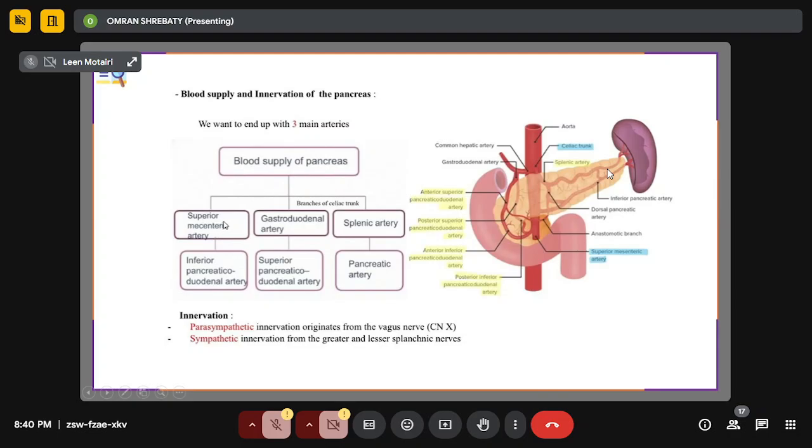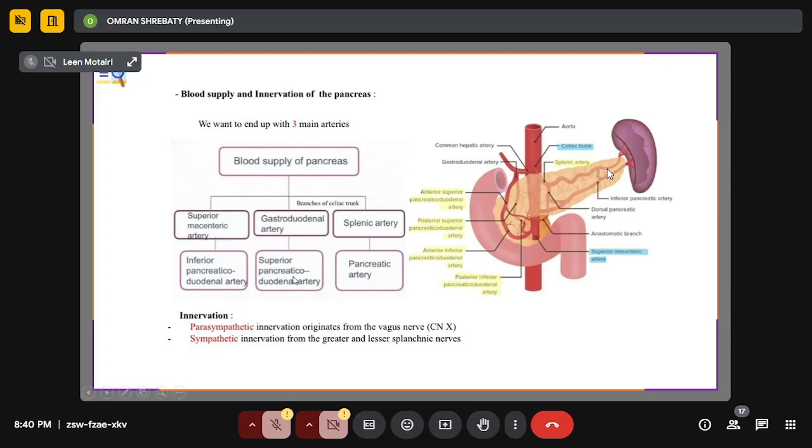Starting with this one, which is the superior mesenteric artery, will give us what? The inferior pancreaticoduodenal artery. Inferior pancreaticoduodenal artery, and from the name, it's going to supply the inferior part. While the gastroduodenal artery will give us what?